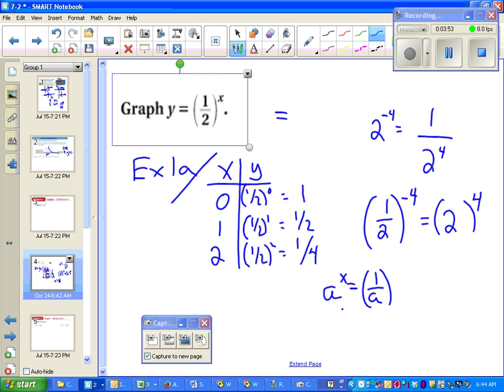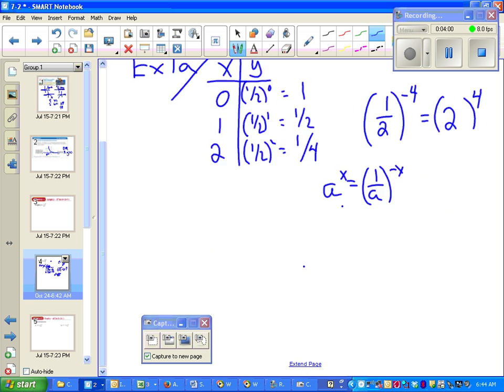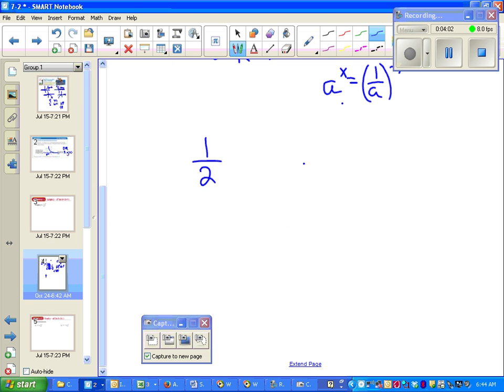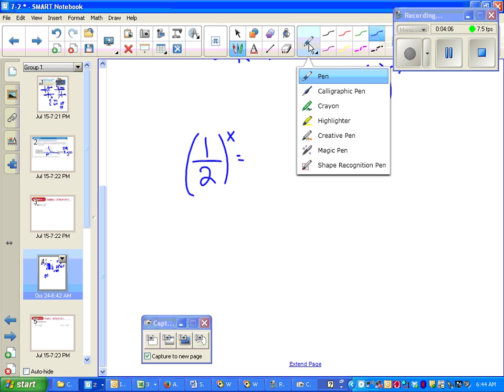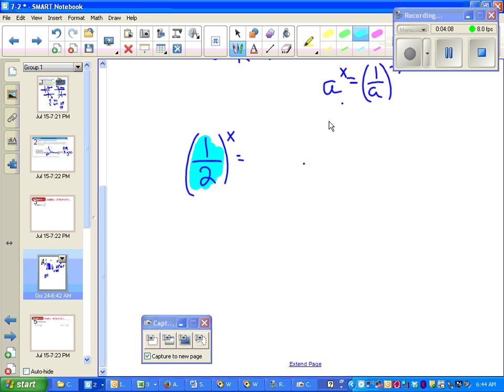Let me talk about why I'm telling you this. Our actual problem has 1/2 to the x. Because this base is less than 1, I'm going to rewrite this using a negative exponent. I'm going to rewrite it as 2 to the negative x. Where I get the 2, I flip the fraction. 1/2 gets flipped to become 2. And that means I change the sign of the exponent.